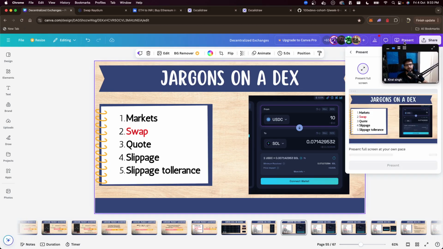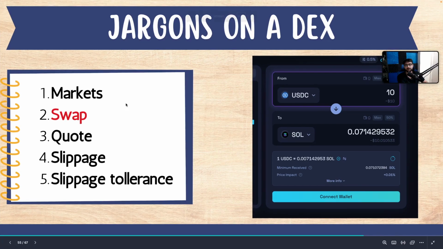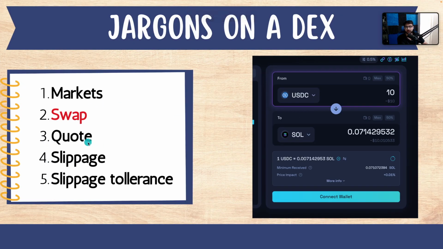The next one is super important. Quote. Markets we understand. Hopefully swap we understand. Quote and slippage are sort of important. Look, whenever you are trying to trade, it doesn't matter where. Could be on Zerodha, could be over here, could be on Binance. Whatever number you put over here, like I want to give 10 USDC, you get back a quote. What does a quote mean? It means we are quoting you, you will get this much money. You get back a quote.